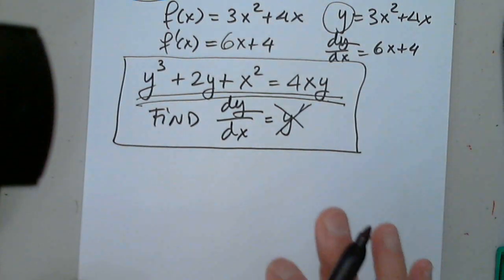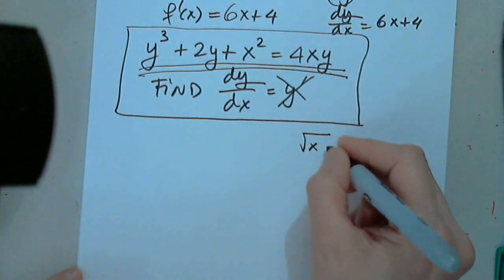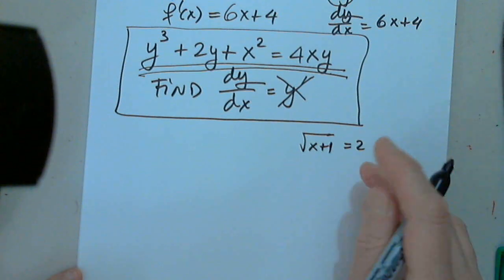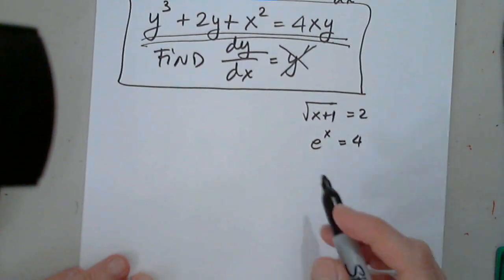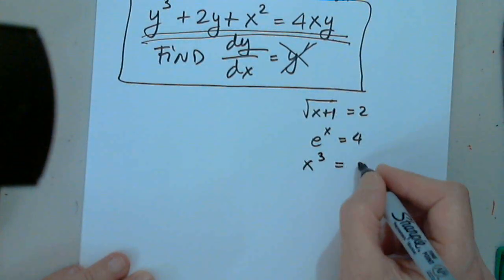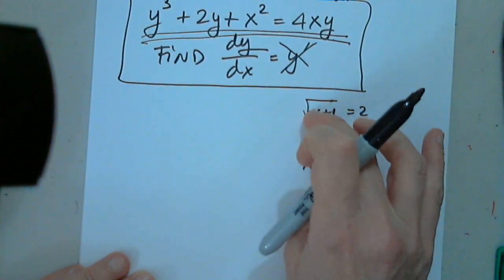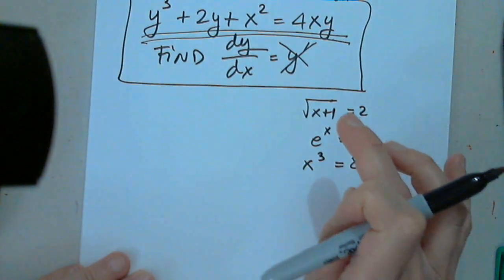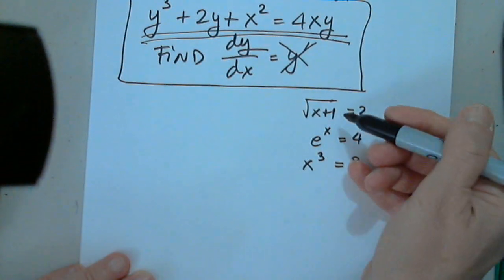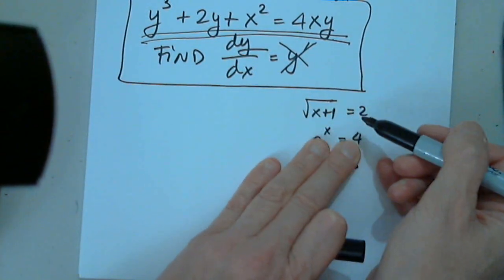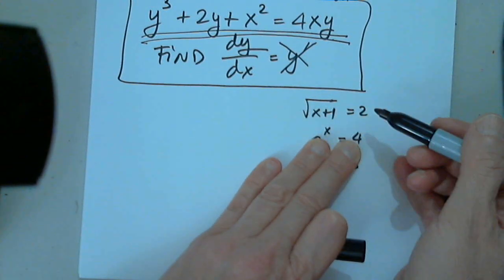Well, remember when we solve an equation like the square root of x plus 1 equals 2, or e to the x equals 4, or x to the third equals 8. In all these situations, we are applying a procedure, right? We are applying a procedure or an operator to both sides. What operator do I apply here to solve this equation? What do I have to do or apply to both sides? The same thing to solve for x.